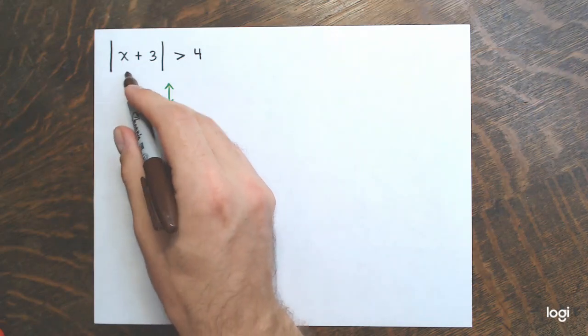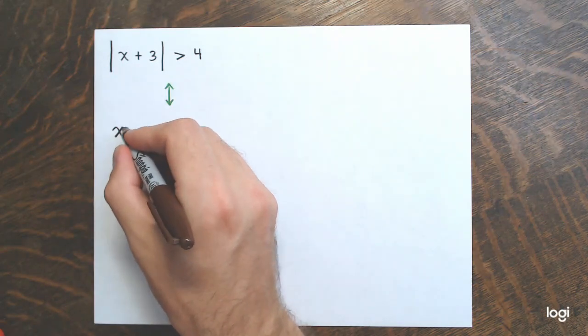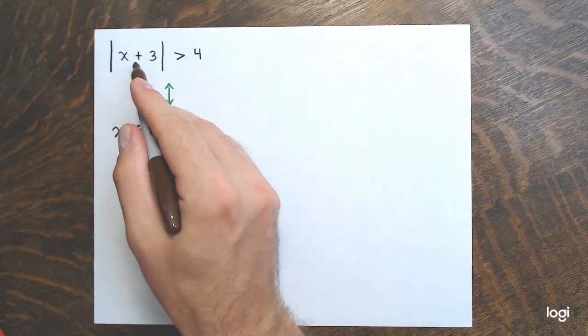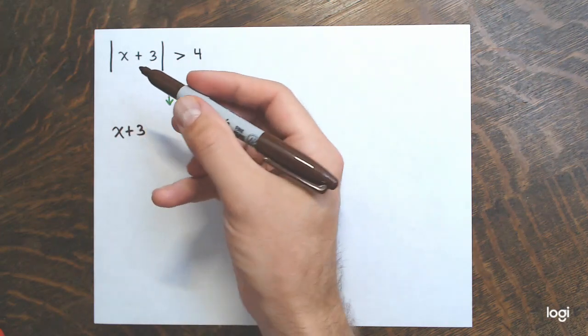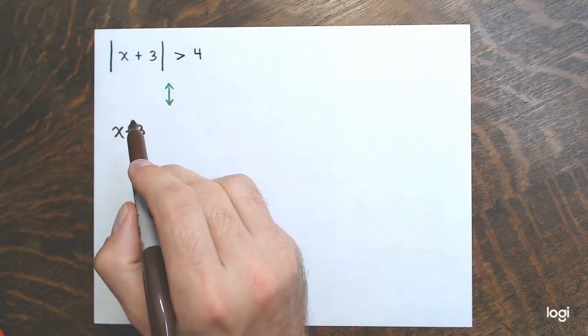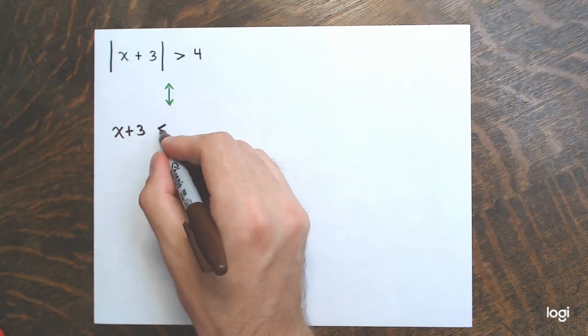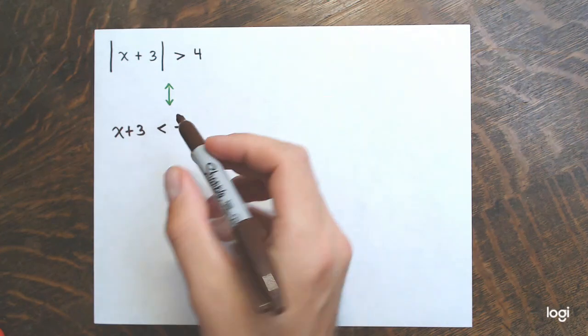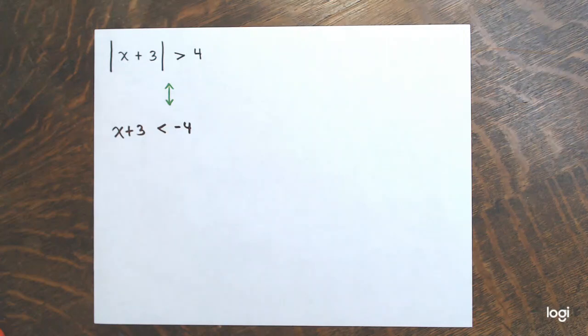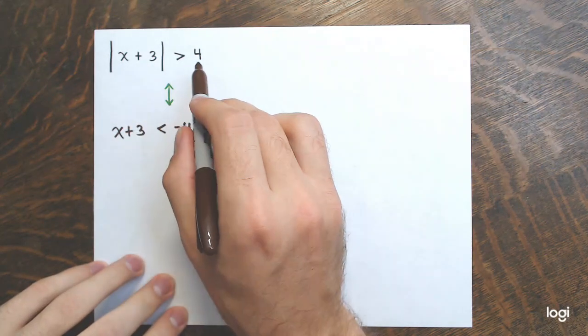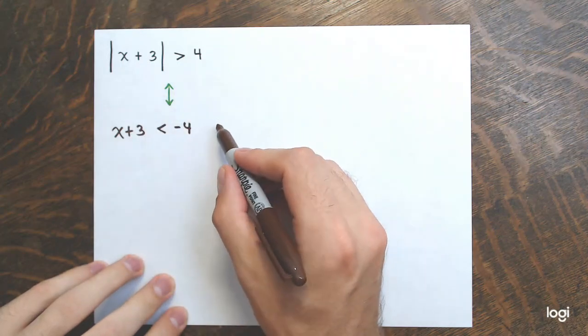So this is equivalent to saying that the x plus 3, the number inside this absolute value symbol, could be a number less than negative 4. Because if you're less than negative 4, you're left of negative 4 on the number line. That means you're farther than 4 units from 0, having an absolute value greater than 4, like it says.